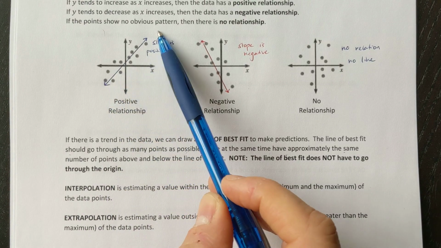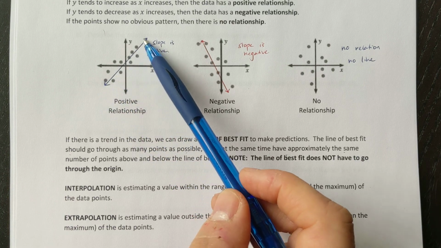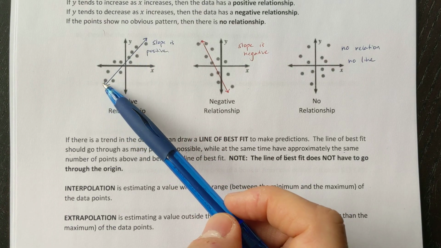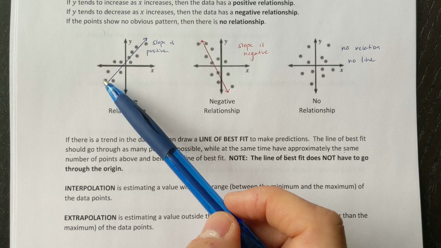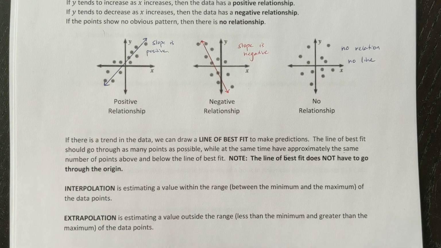So when I drew this line of best fit, I just eyeballed what is a line that seems to have approximately the same number of points above it and below it, and going through as many points as possible. That's how you draw a line of best fit.